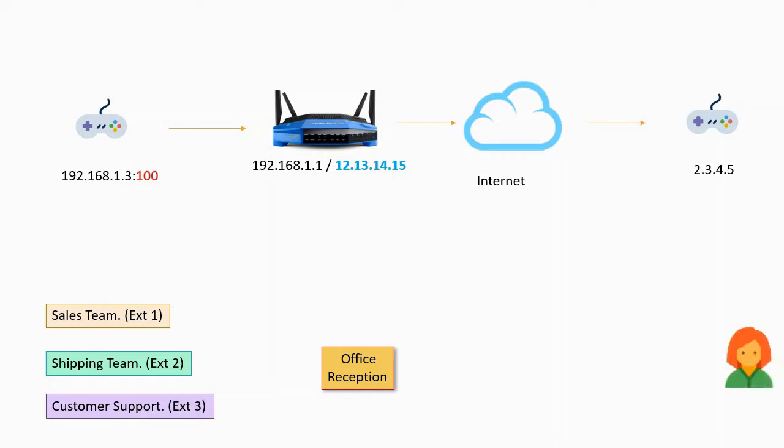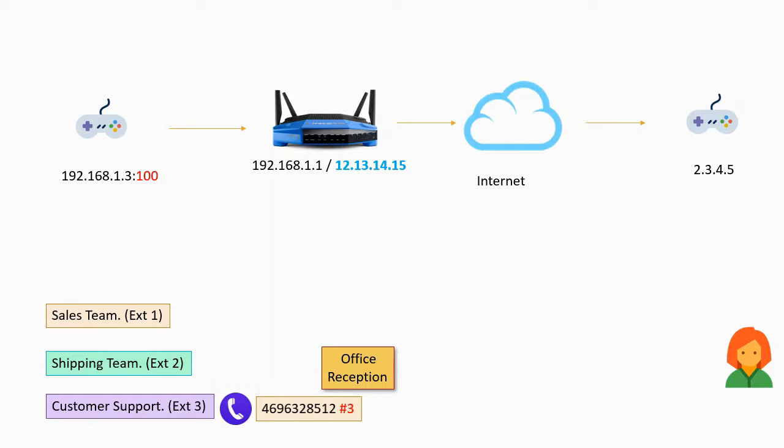Consider a customer. She wants to call the sales team. So she dials in the 10-digit telephone number of the office followed by the extension. Once she makes the call, the office reception automatically forwards it to the concerned department. And say, for example, if the customer wants to call the customer support department instead, she uses the same telephone number followed by the extension 3, and when she dials in that number, it goes to the customer support department.